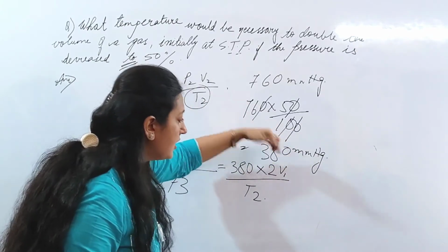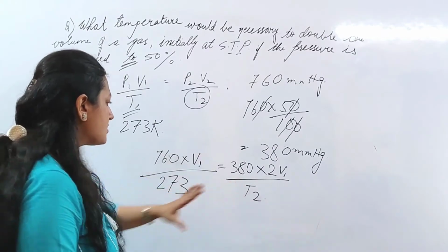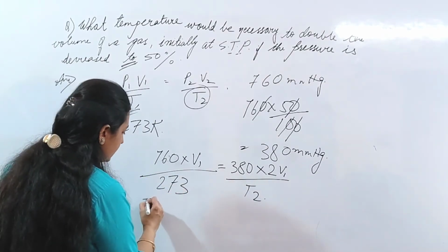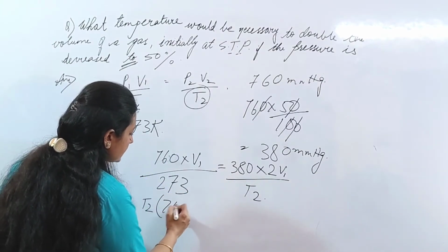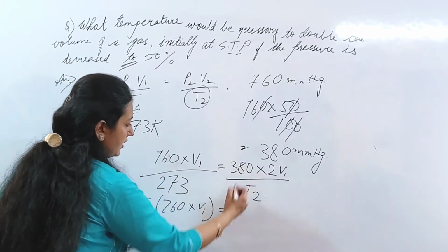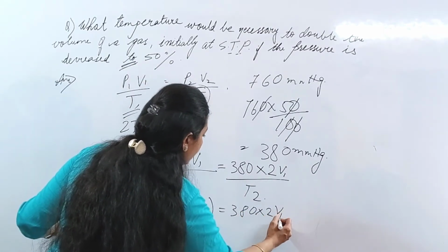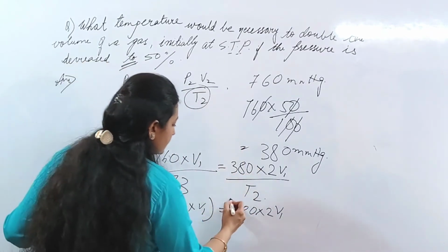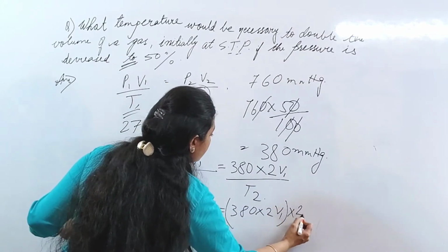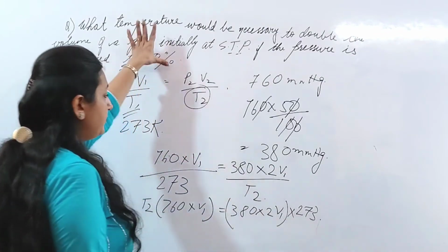At this doubled volume, we have to find out T2. So solving this, we get T2 into 760 V1 is equal to 380 into twice V1 into, this will go that side, into 273. Clear? I'll rub this.